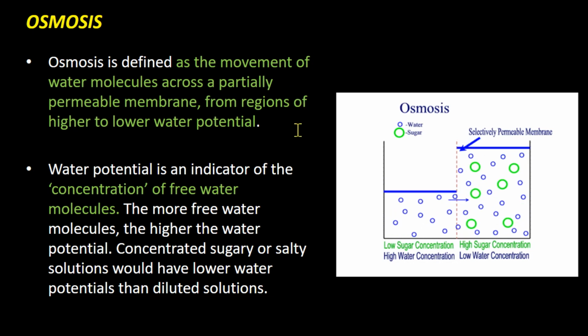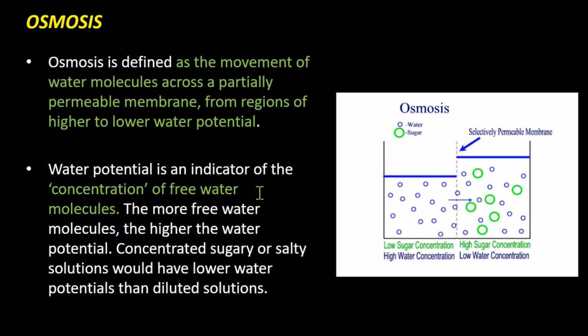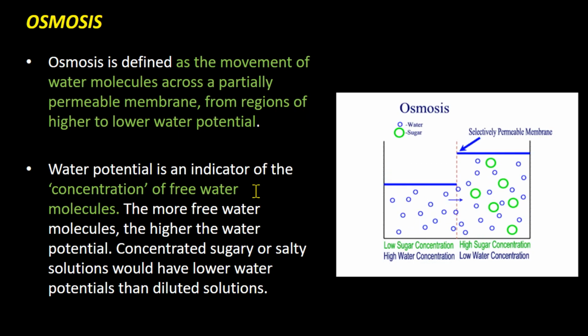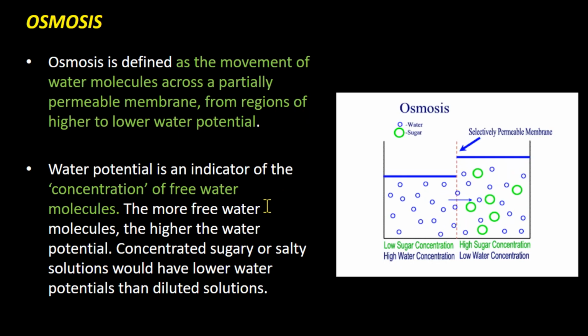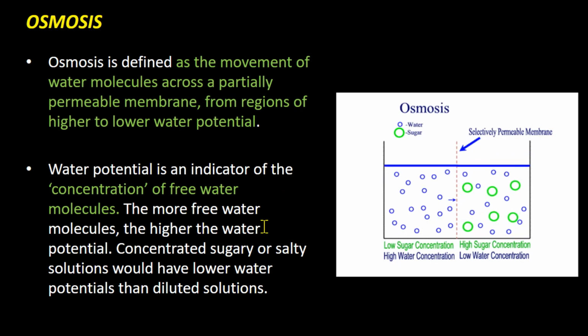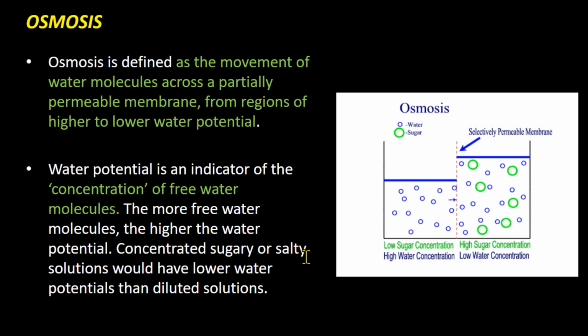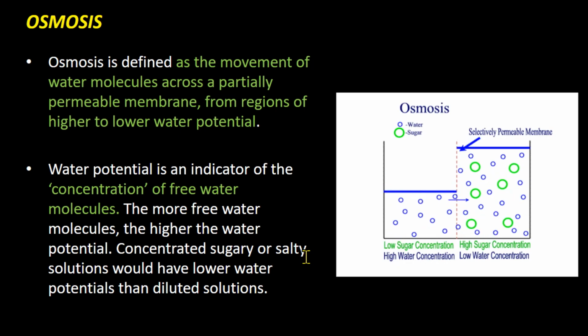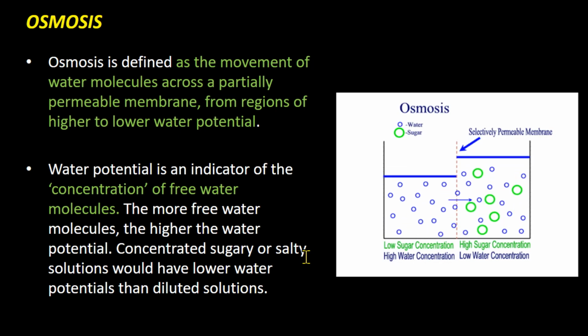Osmosis is defined as the movement of water molecules across a partially permeable membrane from regions of higher to lower water potential. Water potential is an indicator of the concentration of free water molecules. The more free water molecules, the higher the water potential. Concentrated sugary or salty solutions would have lower water potentials than diluted solutions. Of course, pure water would have the highest water potential.